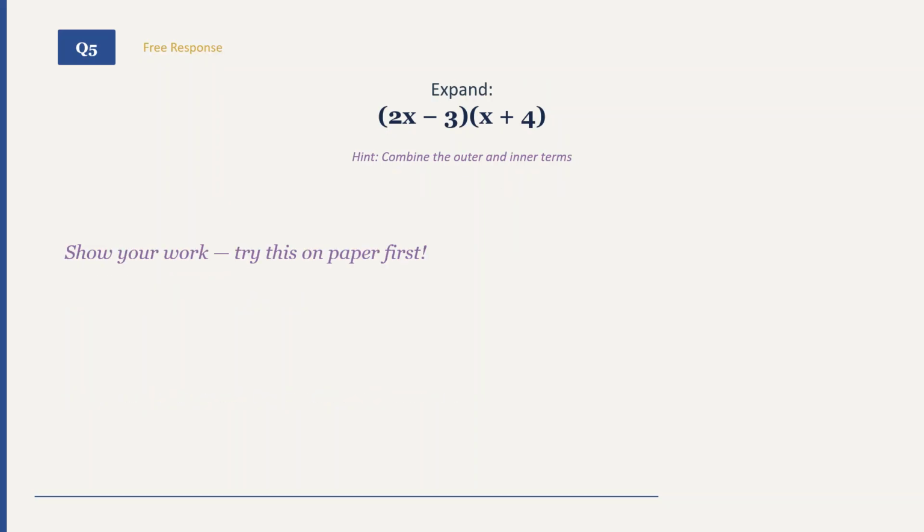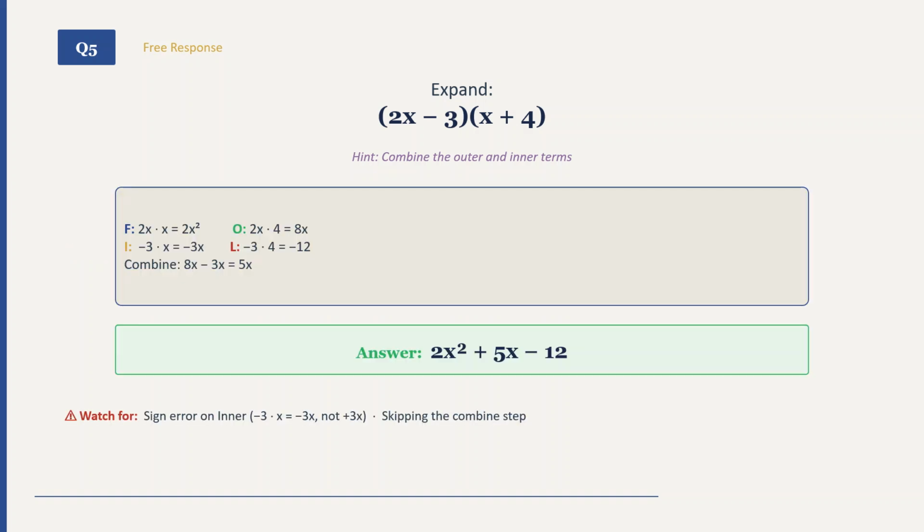Question 5. Expand the quantity 2x minus 3 times x plus 4. Show your work step by step. Use first, outer, inner, last, and make sure you combine like terms at the end. The answer is 2x squared plus 5x minus 12.